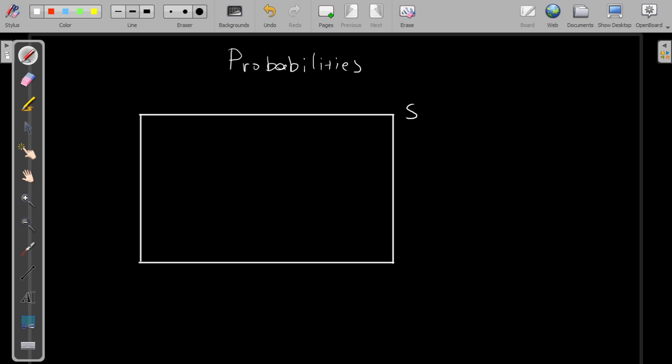Now, consider the sample space S here. The number of elements in S is denoted as n(S). This is the number of elements in total. So the probability of some event A is simply defined by P(A), which is n(A), the number of elements, over n(S), the total.